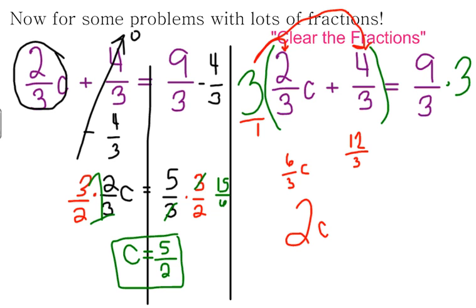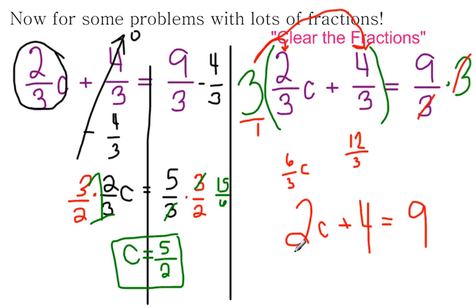Look at what I started with, and look at what I have now. I started with 2 thirds c, and now I just have a 2c. I started with 4 thirds, and now I just have a 4. Because when I multiplied by 3, those 3's, there was 1 on the top and 1 on the bottom, they canceled each other out. So look what's going to happen over here on this side. Well, that 3 on the top is going to cancel with that 3 on the bottom, and it's just going to leave me with 9.